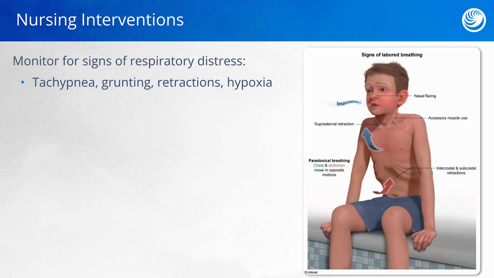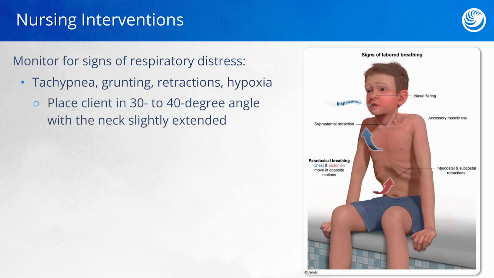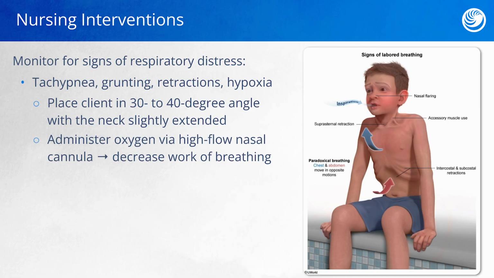There are multiple interventions that we want to use whenever we note any respiratory distress on our assessment, but positioning can be a great way to help. If we help our client sit in a 30 to 40 degree angle, that'll help open up their airway and allow them to breathe easier. We can do this either by nasal cannula or high flow. High flow is just a positive pressure system that helps pop open those small airways and improve oxygenation.